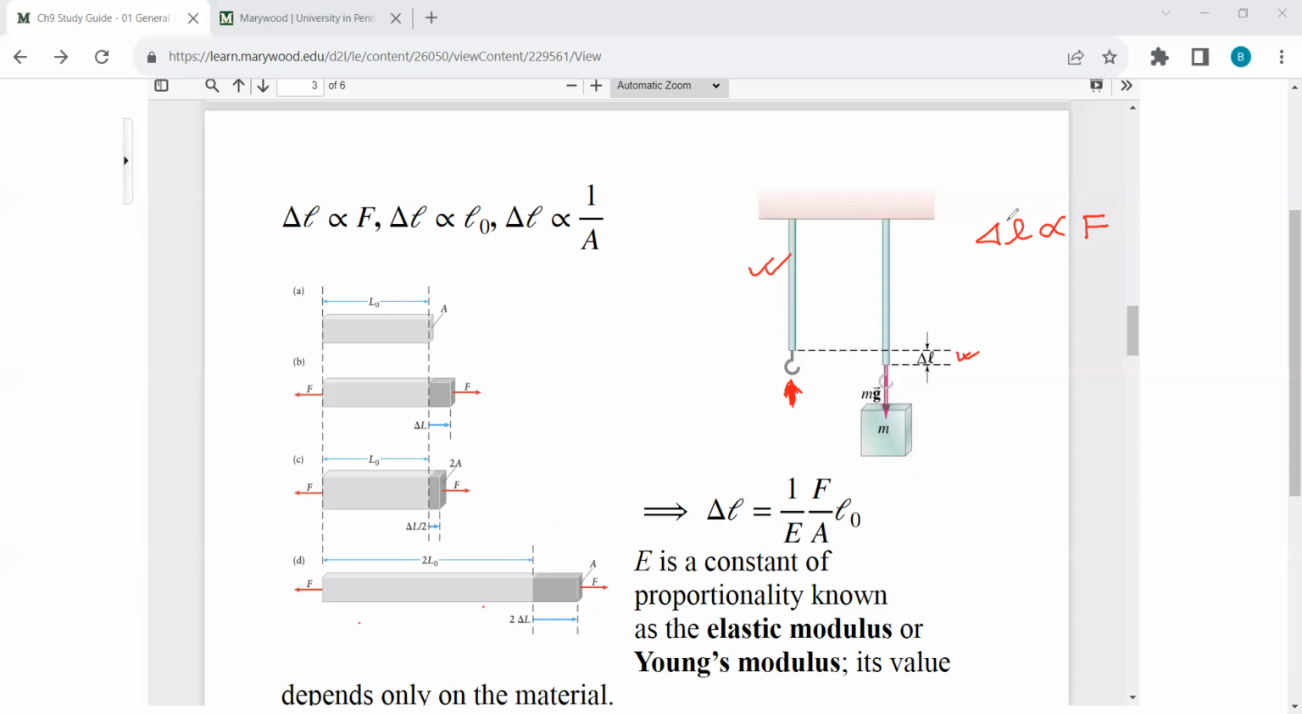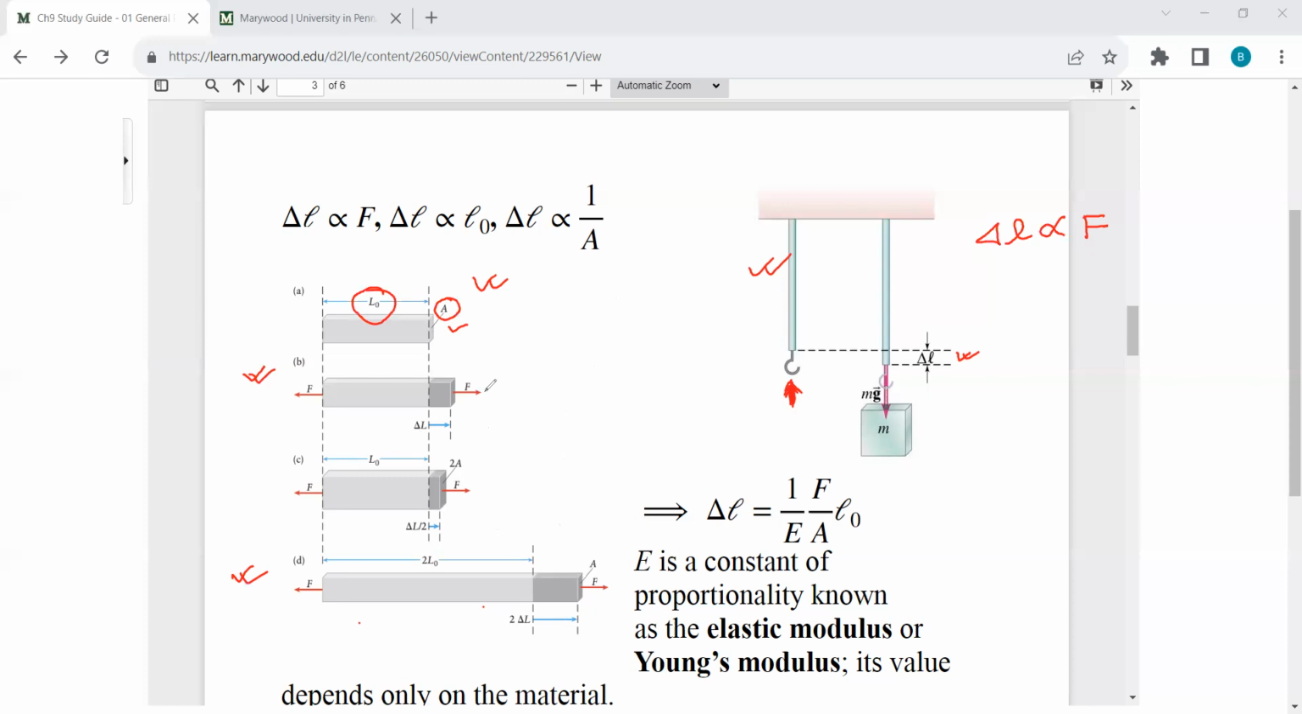To understand this, let's consider these pictures. First let's consider number B and number D, and compare these two. Initially, let's say we have a rod, something like this. Its length is L0, and the cross-sectional area is A. A is the cross-sectional area, and the initial length is L0.